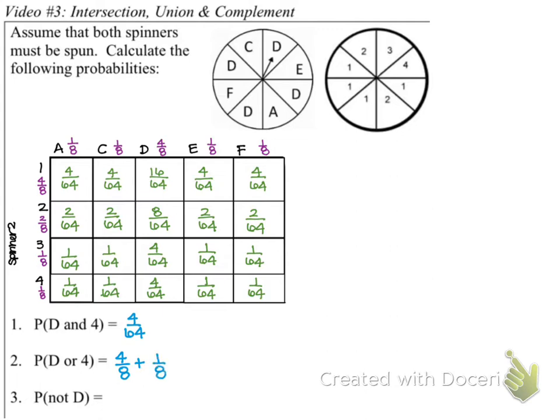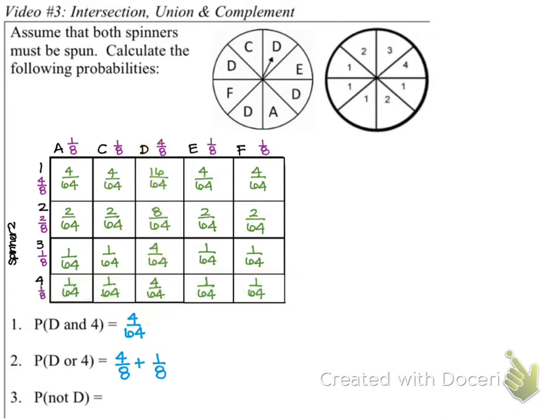Now, the issue here is that if I go back and take a look at the probability of D highlighted and the probability of 4 highlighted, you'll notice that one of the squares or boxes inside our model was actually double counted. It was included in the column of D, and it was included in the row of 4. So that 4 over 64 was included in both the yellow highlight and the green highlight. We want to include it in the answer. We just don't want to count it twice.